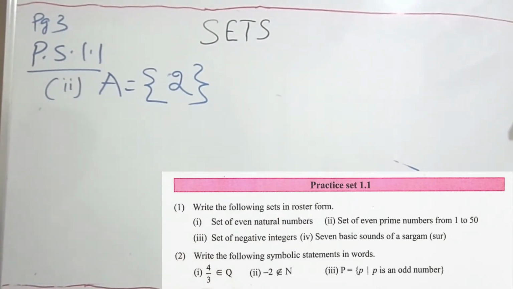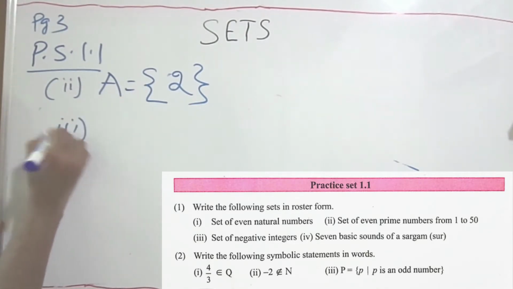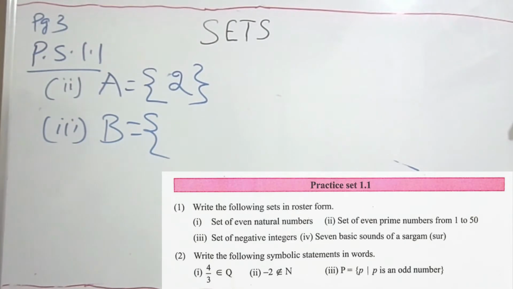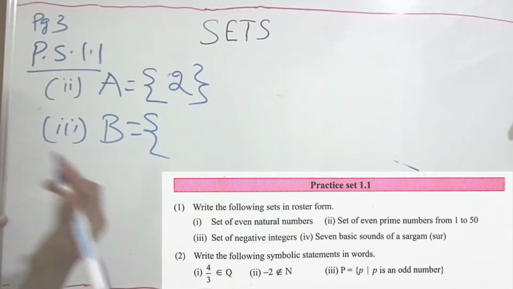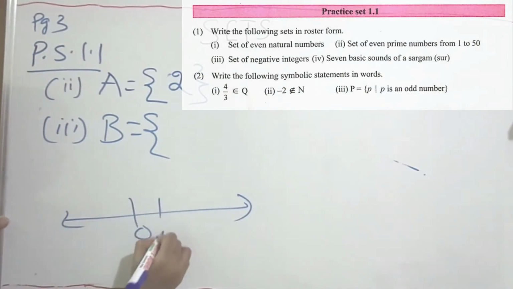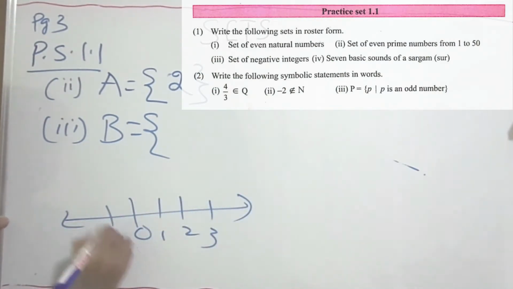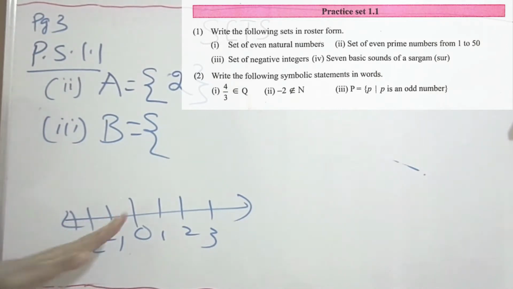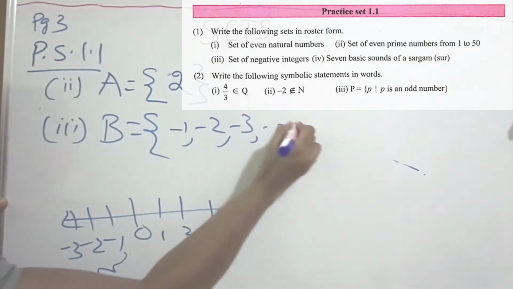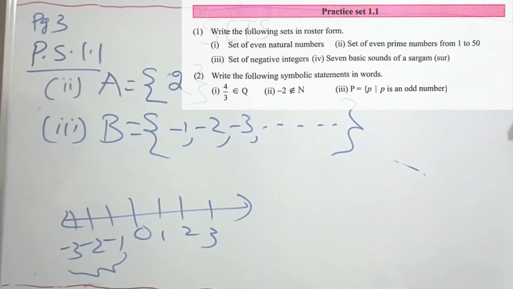Third one is the set of negative integers. Name the set, B is equal to the negative integers. Tell me the negative integers. You know the number line. Which are the negative integers here? All starting from -1, -2, -3. So -1, -2, -3 and so on. It's an infinite set.